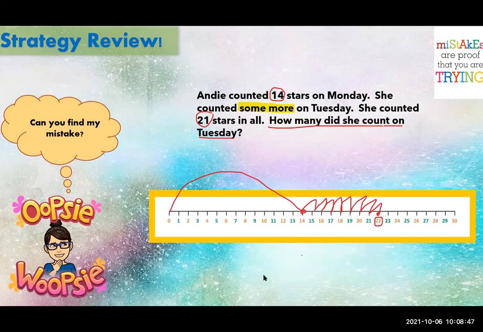Thank you. And you can start on 0. You don't have to start on 0. Start wherever you need to on an open number line. We learned that last week.